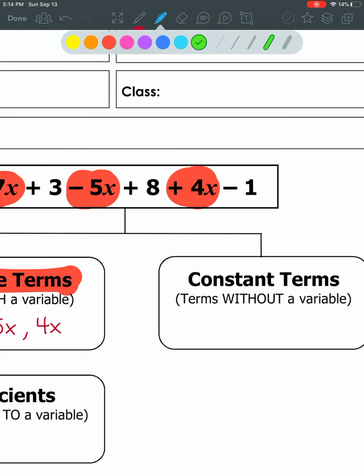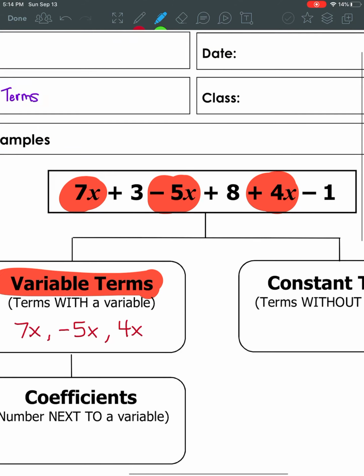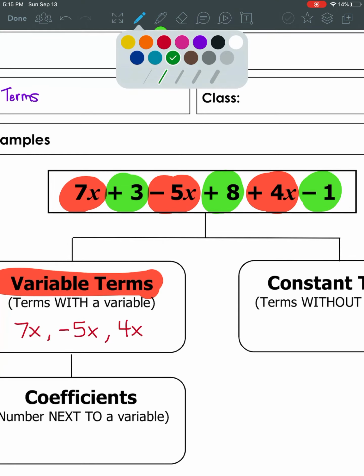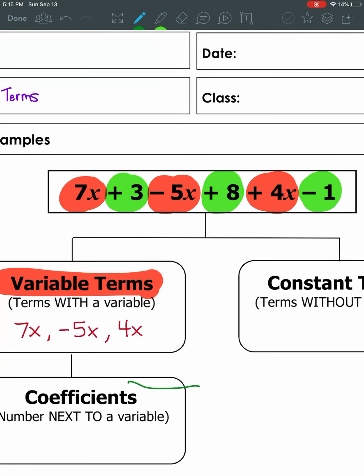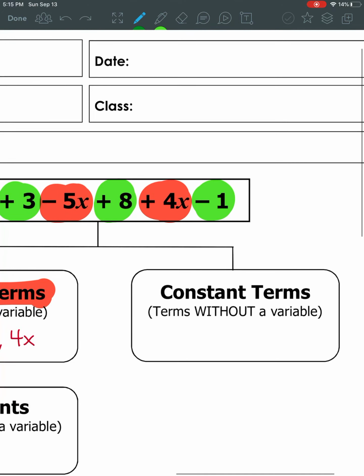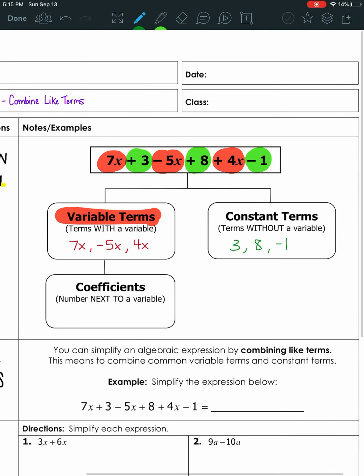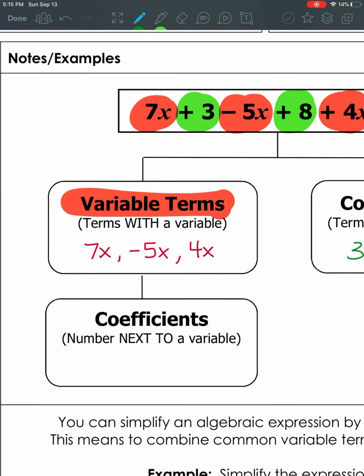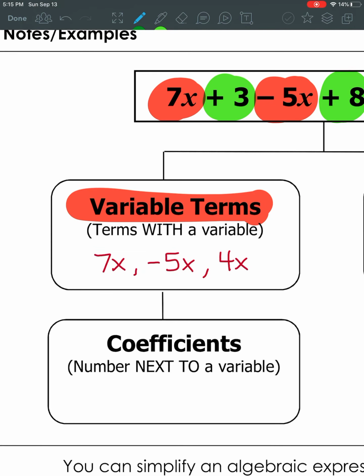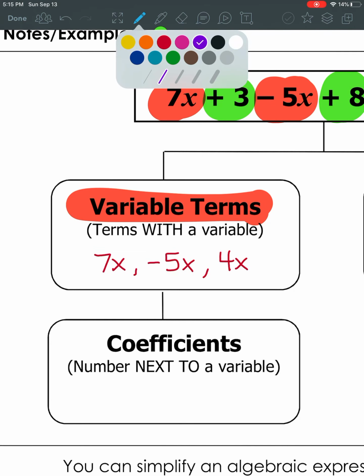Constants are terms without a variable. So for example, we have the plus 3 here, plus 8, and then this minus 1. Those are all terms that do not have a variable on them, so we call them constants. So we're going to write down those examples. We have positive 3, positive 8, and then the 1 has the minus in front of it, so we consider that a negative 1.